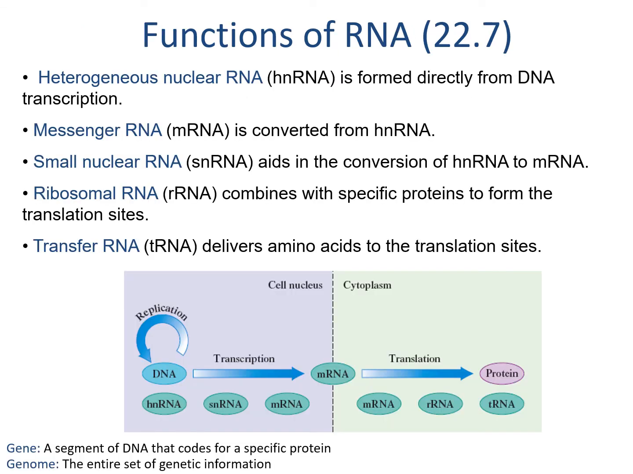Now, we've talked about this before, but we have 5 major functions of RNA, and now we've seen how each of these are used in the processes of transcription and translation. Heterogeneous nuclear RNA is the first copy that's made. Small nuclear RNA cuts that copy into messenger RNA, which is the piece that will be translated into protein. The piece is translated in the ribosomes, which consist largely of ribosomal RNA, and they're interpreted by transfer RNAs that bring along the correct amino acids to the translation sites.